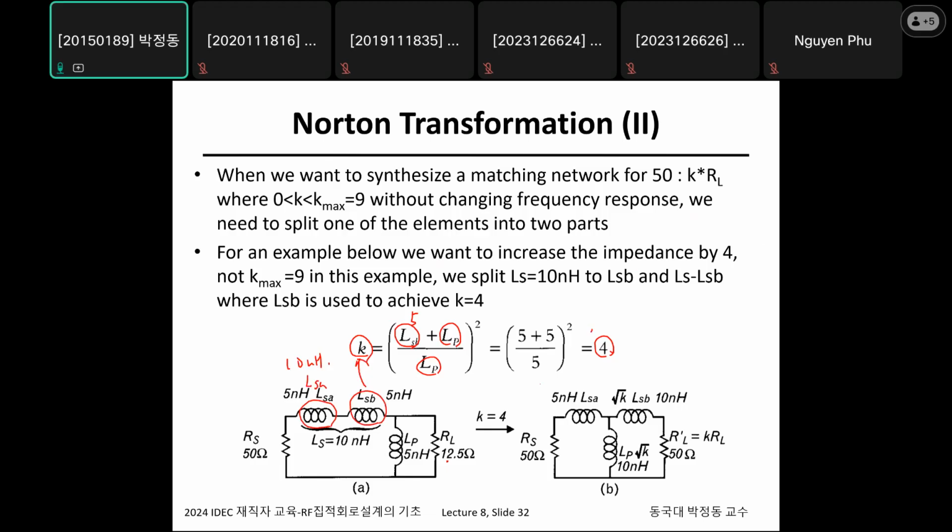Then I just leave 5 nanohenry as it is and convert this to this part. Then it becomes a T matching network. And eventually, this is 4 multiplied by 50. So this is n equal 4, so 4 multiplied by 50, and 200.